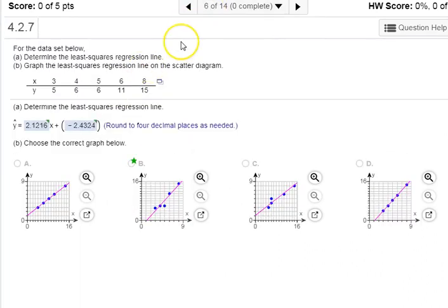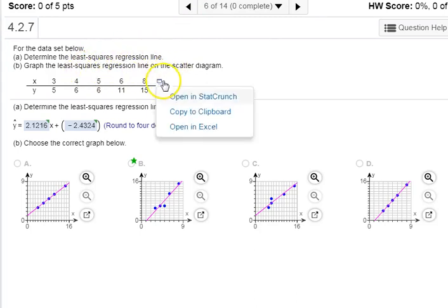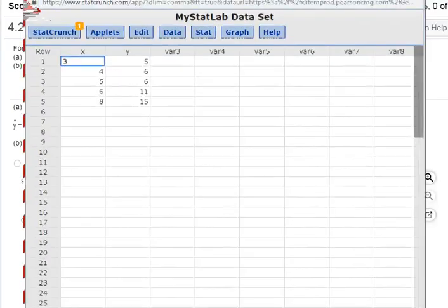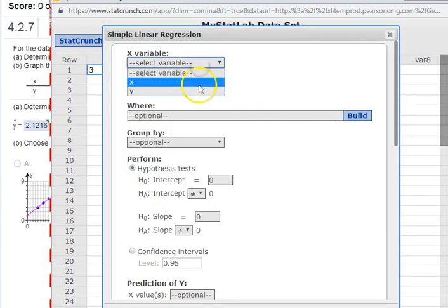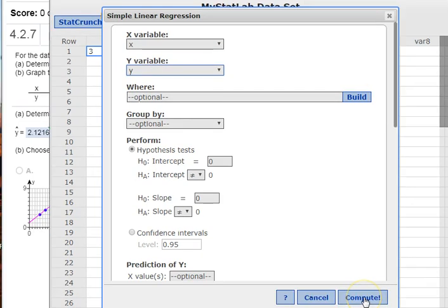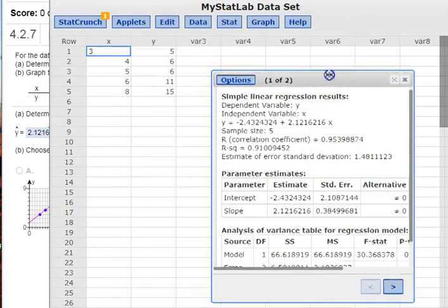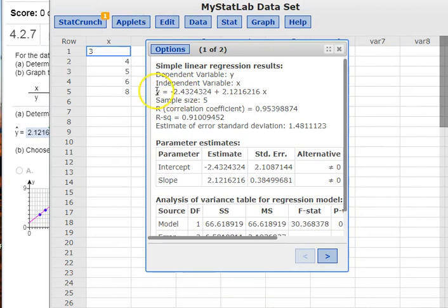For number 6, we're going to find the least squares regression line and then graph it on the scatter diagram. So I'm going to open this data here in StatCrunch, and I would want to go to Stat, Regression, and we're looking for a linear regression. Now our x variable is just called x, our y variable is just called y, and then we want to hit compute. And what we get back shows us the equation of a least squares regression line.